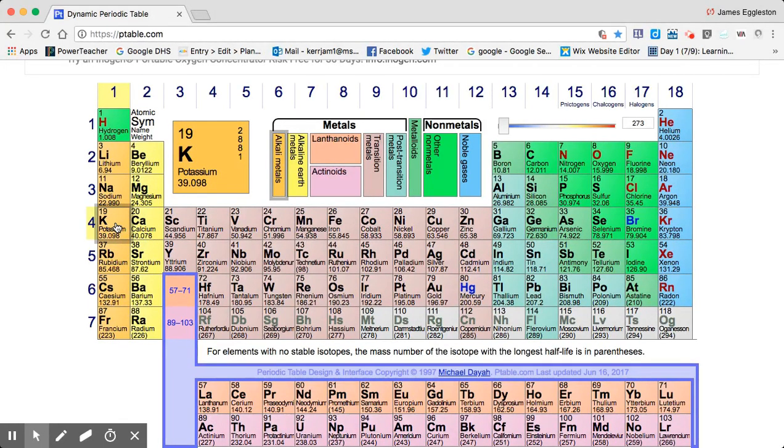So as we see, this entire group or family or column shares a chemical characteristic. Each of them have 1 electron in the outer shell, and they will very quickly lose this electron if they can.